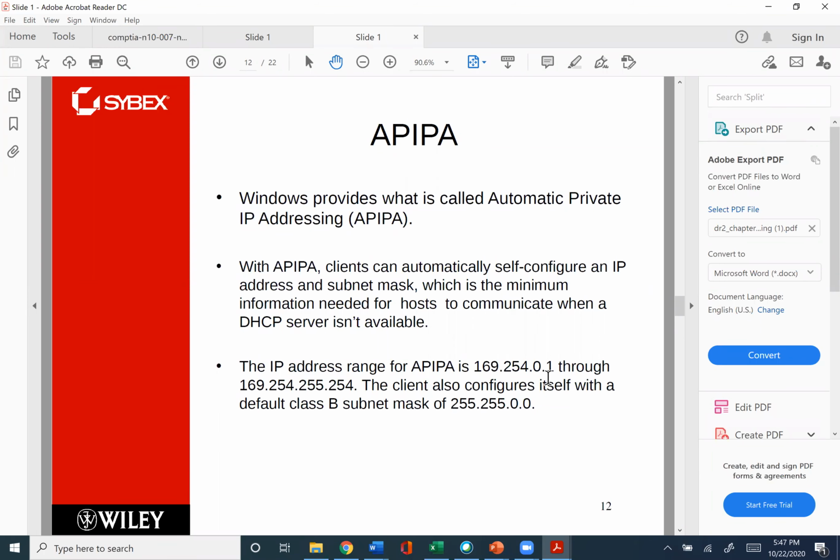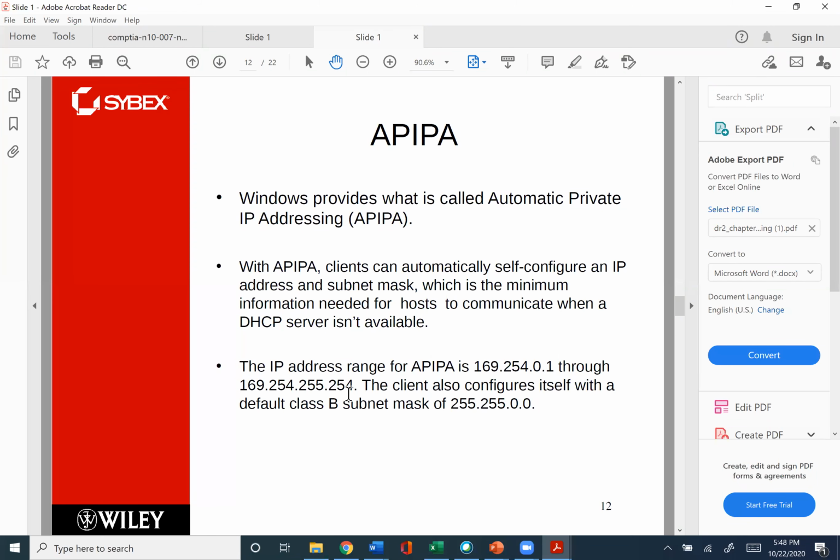It's basically by using APIPA. APIPA is a protocol that kicks in, and then it will assign an IP address from the range of 169.254.0.1 to 169.254.255.254. 169 is a class B, by the way. So the client will be getting an IP address based on this protocol, and this IP address will only allow him to communicate locally, right?